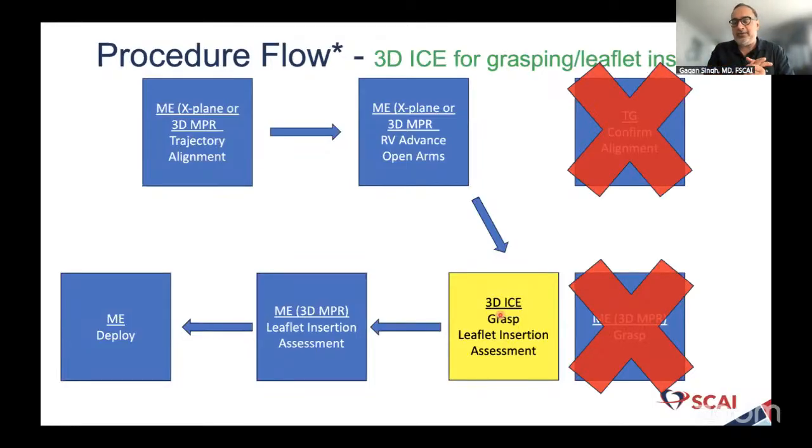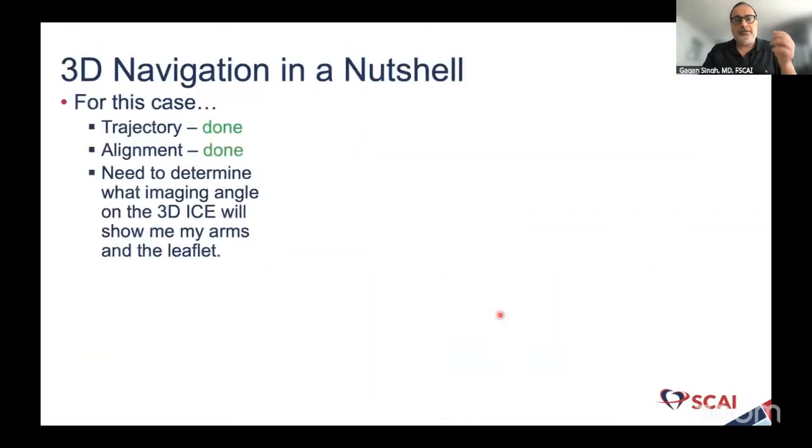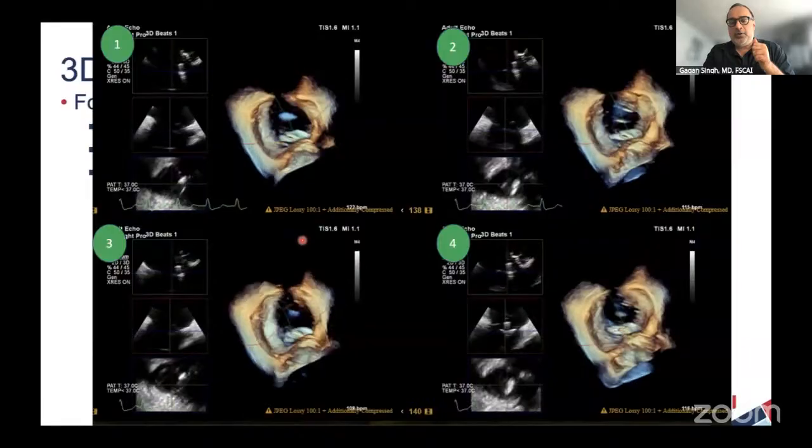Now, the question always is, and what people struggle with is, how do I know, when I bring the 3D ICE catheter in, where do I position it? What do I do with my omniplanes? How do I find that one particular omniplane that will help me understand what the arms are? So what you do is with your transesophageal echo, you confirm your trajectory is good and your alignment is good. And now you use the 3D ICE to determine what your angle is going to be.